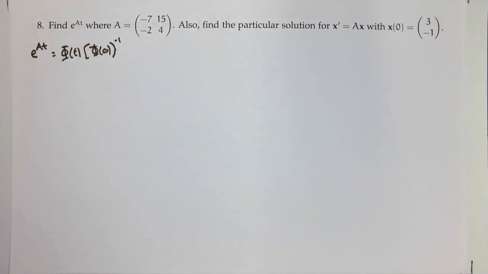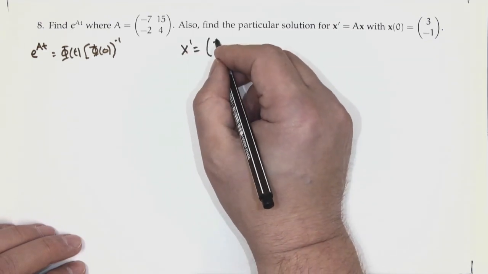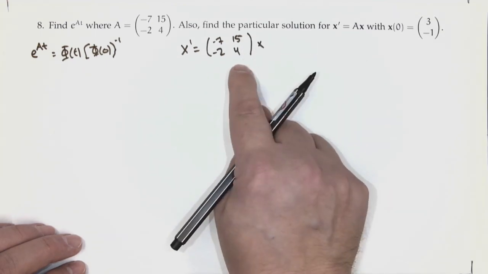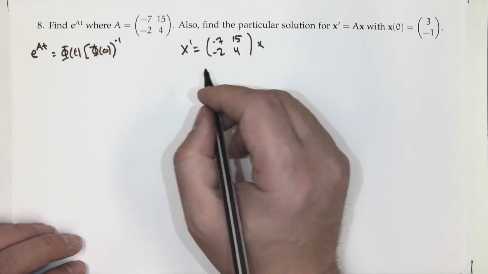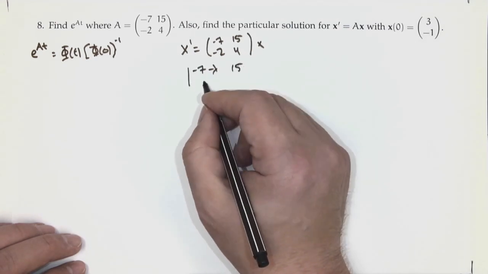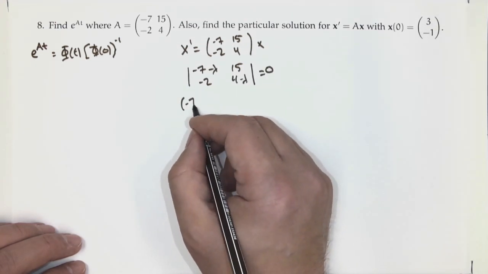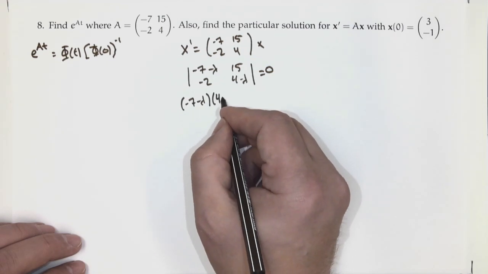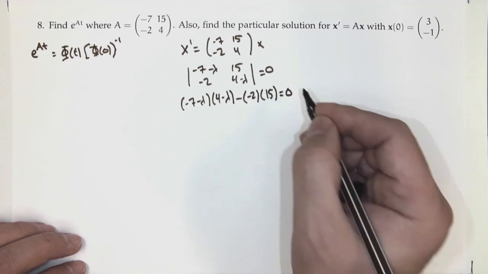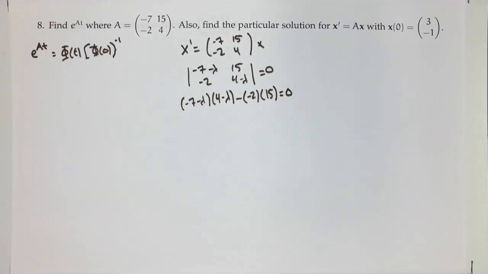All right, well, so we start by saying, consider our differential equation, x prime equals negative 7, 15, negative 2, 4, x. And as always, we do our eigenvalues: minus 7 minus lambda, 15, minus 2, 4 minus lambda. Take that determinant, set it equal to 0. Oh, these numbers are making me nervous, but I hope they worked out. We'll find out.